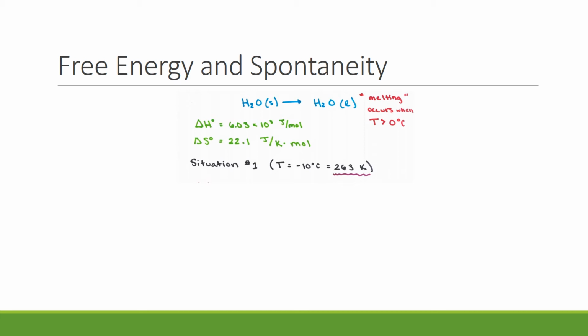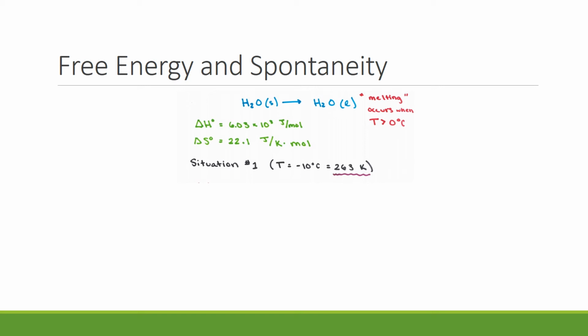Let's suppose we have the following chemical change. H2O solid turning into H2O liquid. We should know that this process is called melting, and it occurs when the temperature is greater than 0 degrees Celsius. We also can look up the delta H of this reaction, which is 6.03 times 10 to the 3 joules per mole, and we can look up the delta S, which is 22.1 joules per Kelvin mole.